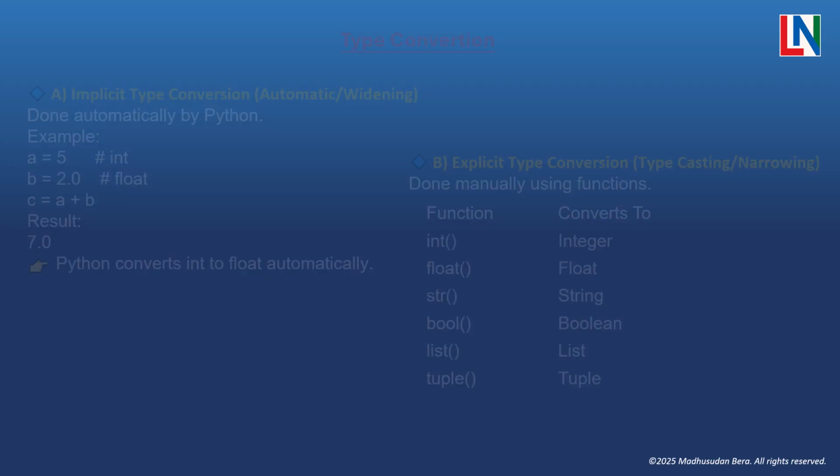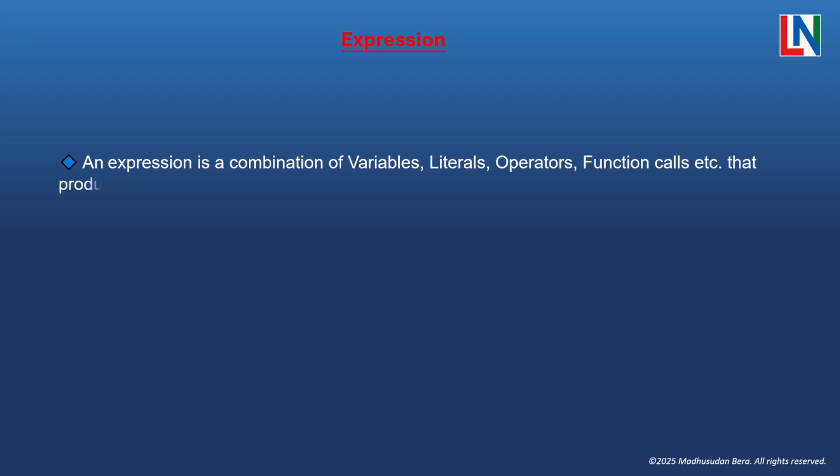Expression is a combination of variables, literals, operators, function calls, etc. that produces a value. As for example, 5 plus 3, a star b, x greater than 10, etc. The next one is 10 plus 5 star 2, etc. Later we will know about expression types, that is infix, postfix or prefix.